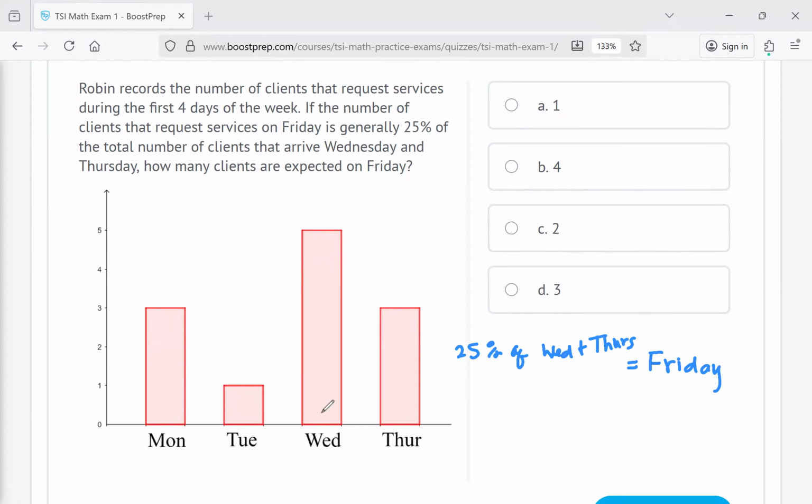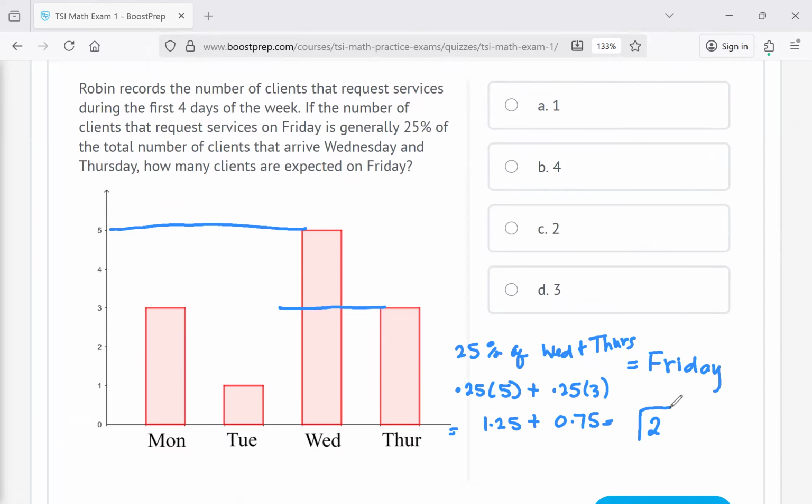That's it. So let's figure out, on Wednesday there were five services, so 25% is the same thing as 0.25. So on Wednesday there was a total of five, plus 25% of Thursday, and on Thursday there were three services. When you put it all together, 0.25 times 5 is 1.25, and then 0.25 times 3 is 0.75. Put it all together, 1.25 plus 0.75 is 2. So on Friday, there are going to be two services.